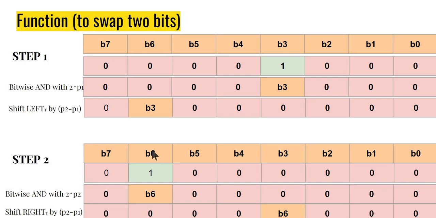Exactly the same thing is going on in the second step, just the reverse of it. I take, for example, the sixth bit, and I move it down to the 3 position. Now it depends on which bits we are taking. It could be bit number P1, bit number P2.